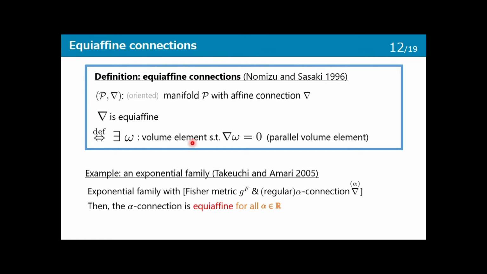Now, let us review the definition of equiaffine connections. An affine connection nabla is equiaffine if there exists a volume element omega such that the covariant derivative is always zero. Such a volume element is called parallel. In information geometry, alpha connection in exponential family is equiaffine for all alpha values.